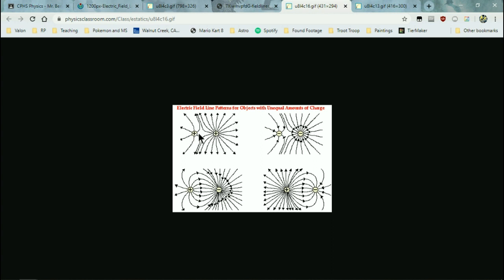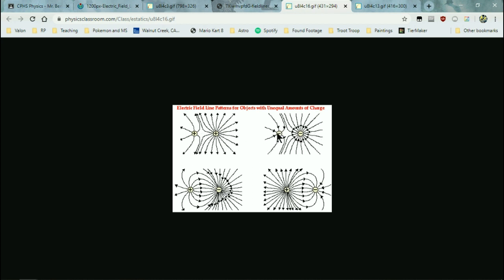So if you were halfway in between these two charges, it wouldn't be 0 because this one is stronger. So maybe if you're halfway here, this one is 1,000 newtons per coulomb, but this one is 2,000. So if you're stuck in the middle, it's not going to cancel to be 0. You would have to be closer to the weaker one for it to cancel out to be 0, right?